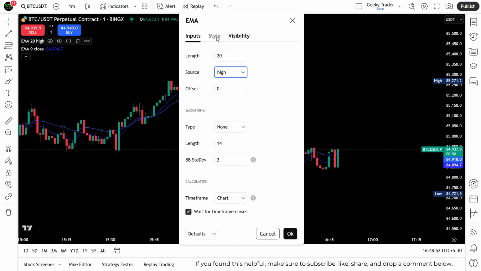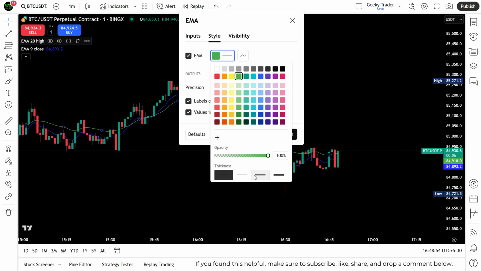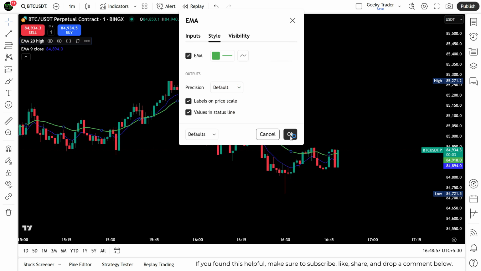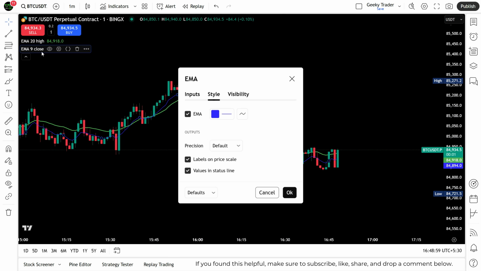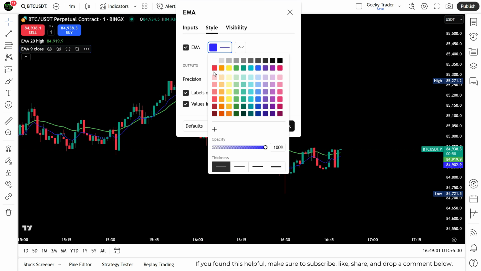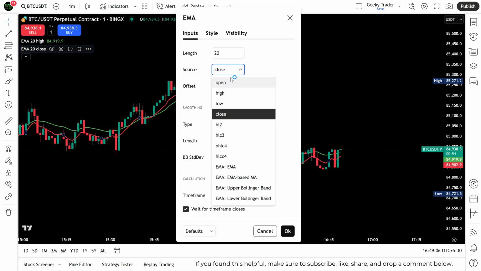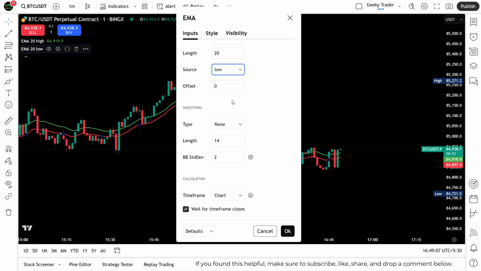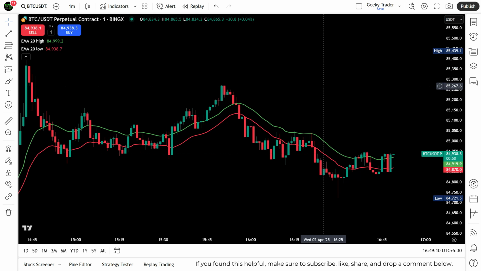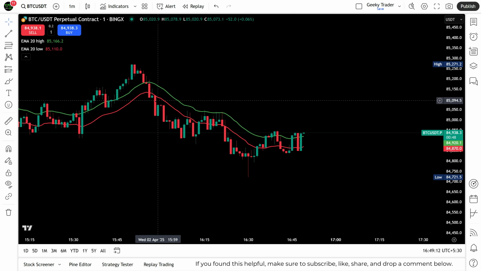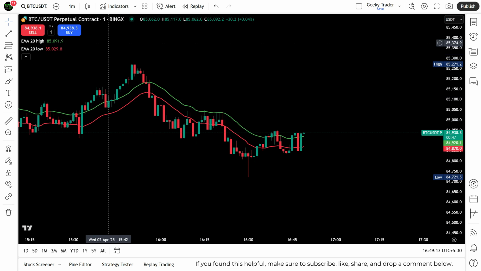To make it visually distinct, I'll change its color to green and increase its thickness so it stands out clearly on the chart. To differentiate it from the first EMA, I'll set the second one's color to red and increase its thickness for better visibility. I'll set its length to 20 as well, keeping both indicators in sync. This time, I'll change its source to low, which means it will be calculated based on the low prices of candles. With these two EMAs in place, we now have a dynamic price channel that helps us gauge market direction, detect breakouts, and identify strong momentum shifts.